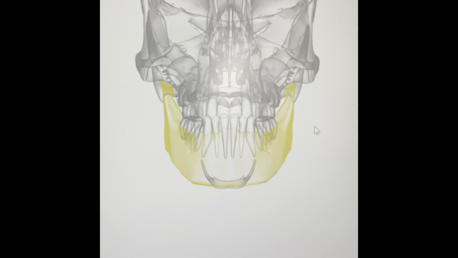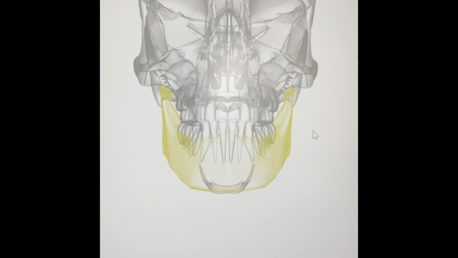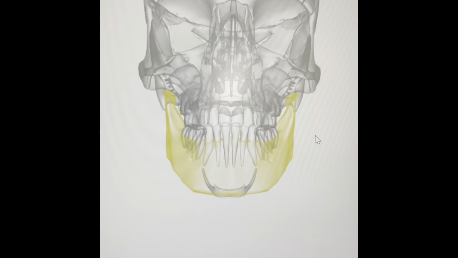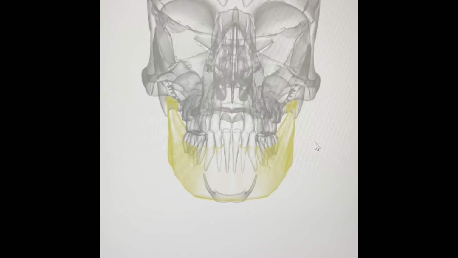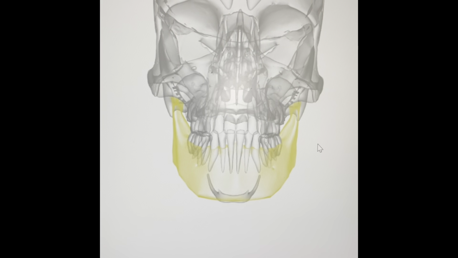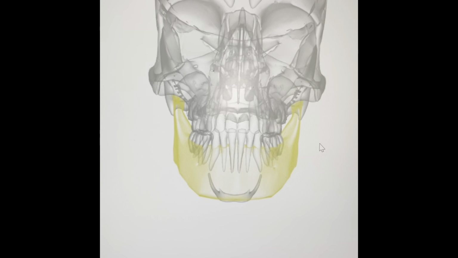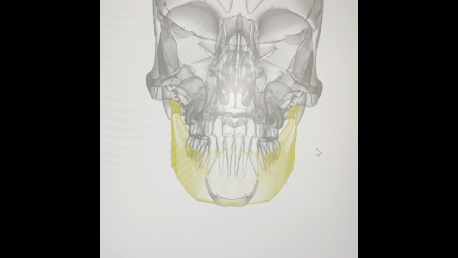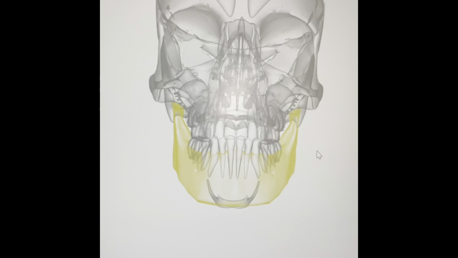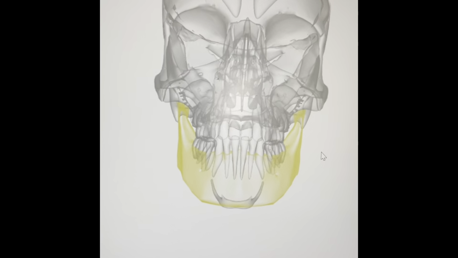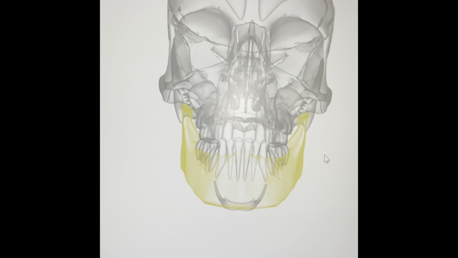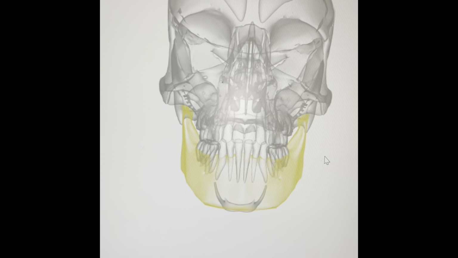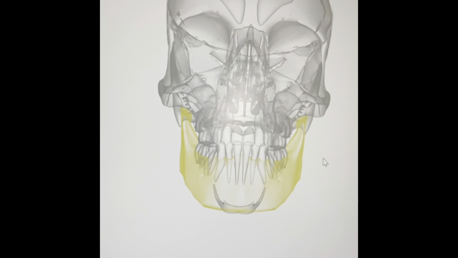The mandible, or the lower jaw, is the only movable cranial bone. The mandible is a large bone connected to the skull by the temporomandibular joint. It consists of three parts: the body of the mandible and the ramus of the mandible bilaterally.